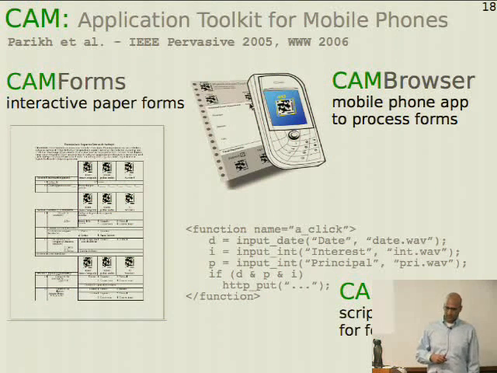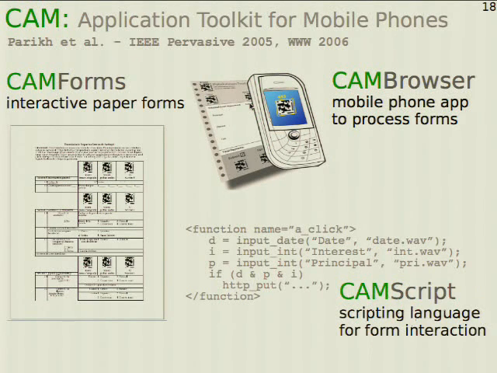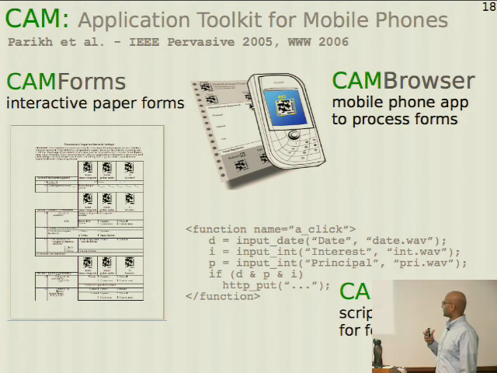So leveraging these three principles, this is the system I actually ended up building. It's called CAM. It's a toolkit for building paper-based mobile phone applications. It consists of three components. One is these CAM forms, interactive paper forms. Then there's a CAM browser, which is a mobile phone application to process those forms. And there's a scripting language that specifies the interaction between the mobile phone application and the paper forms themselves.